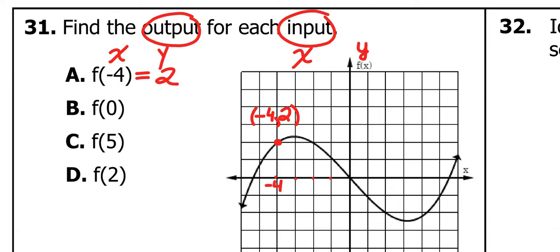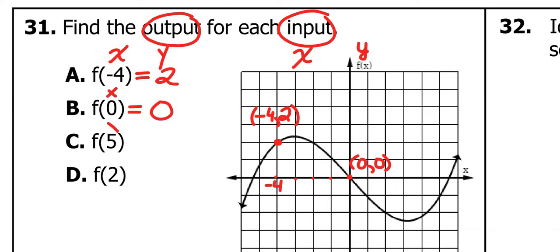F of 0. So we're going to go to where x is equal to 0, which is right here at the intersection point. Turns out your graph is actually passing through the origin. So when x is 0, your y value is also 0. So 0 is going to be your output. Take a look at the next one.